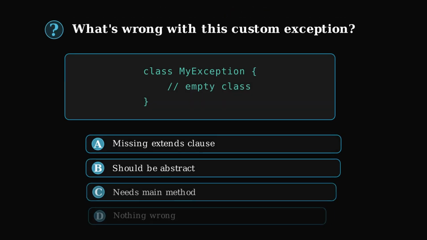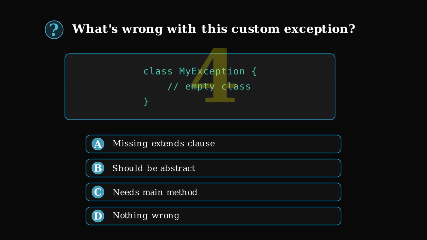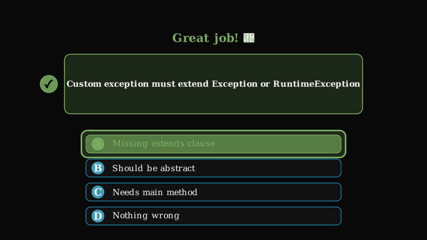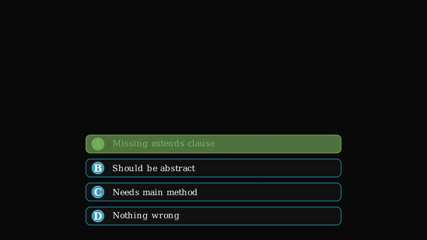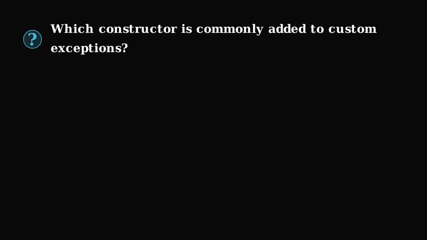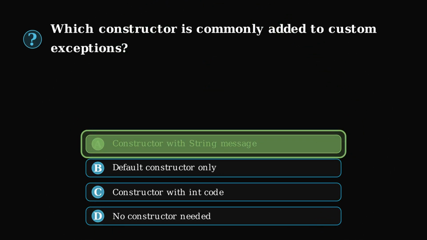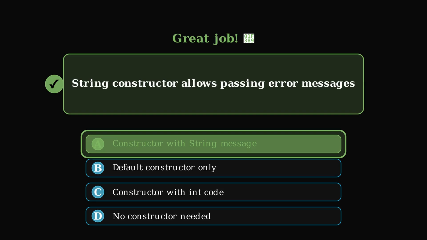What's wrong with this custom exception? Which one is correct? The correct answer is custom exception must extend exception or runtime exception. Which constructor is commonly added to custom exceptions? Which one is correct? The correct answer is string constructor allows passing error messages.